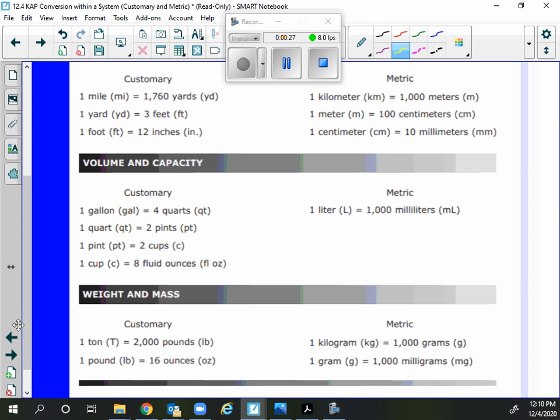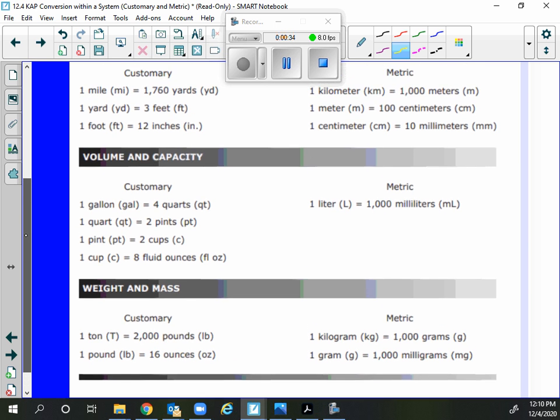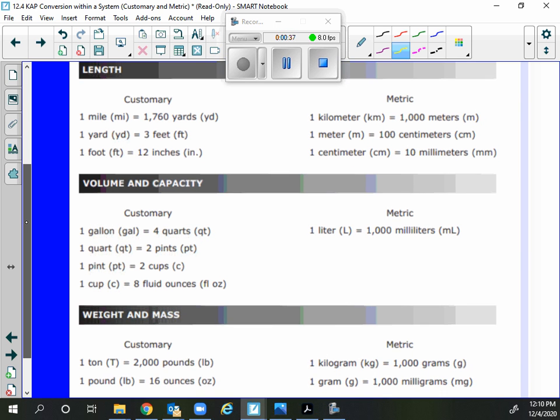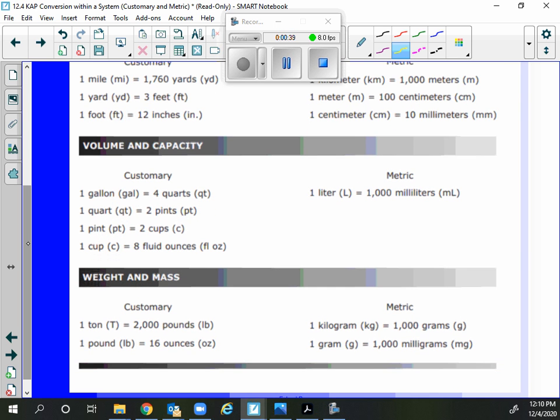I should put that on Canvas for you, probably. That's a smart idea. But you can find that stuff there. And you should know these pretty much anyways. It's not really a huge deal. The one that I mix up the most is the customary volume and capacity ones, just because those are not ones that we typically use all the time. We use the conversions from miles, feet, and inches, and we use the weight pretty often. But the customary ones for volume are a little tricky.